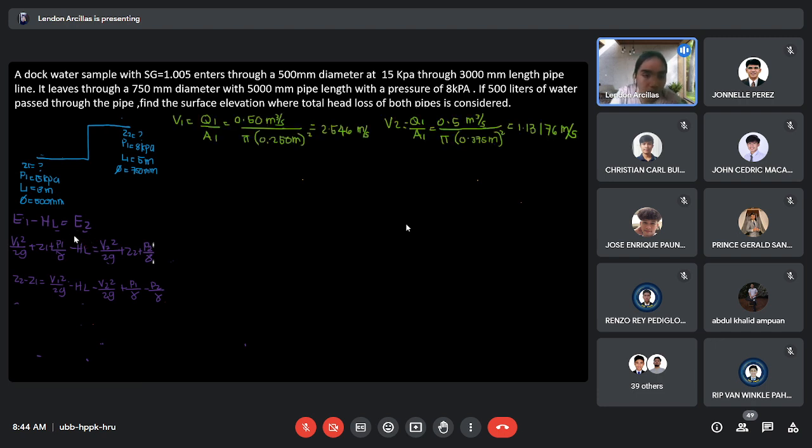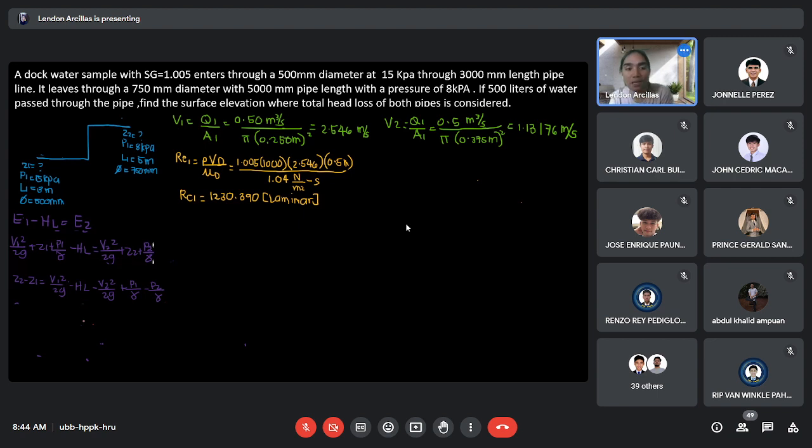So first wala tayong velocity 1 and velocity 2. So solve velocity 1 and velocity 2. That is Q1 over the area 1. To find the area 1, that is pi r squared. Next, since wala tayong head loss na binigay and then wala din tayong friction na binigay, kailangan muna natin dumaan sa paghanap ng friction.